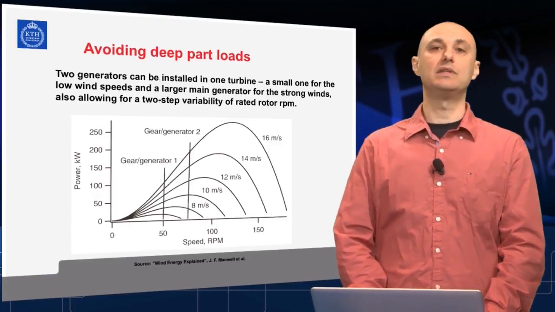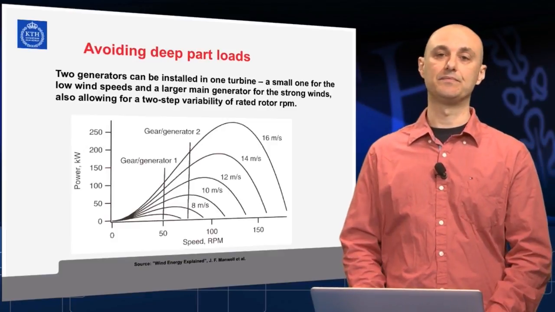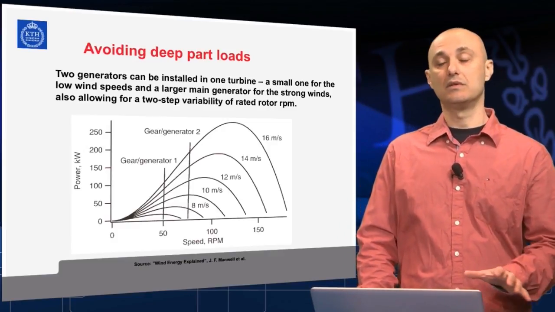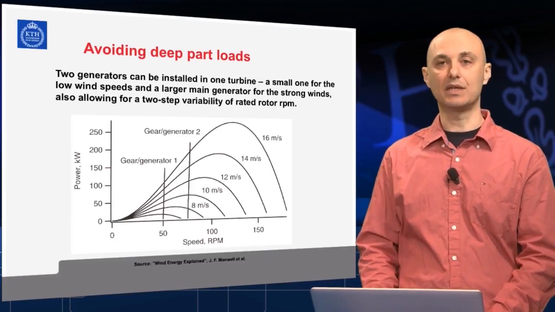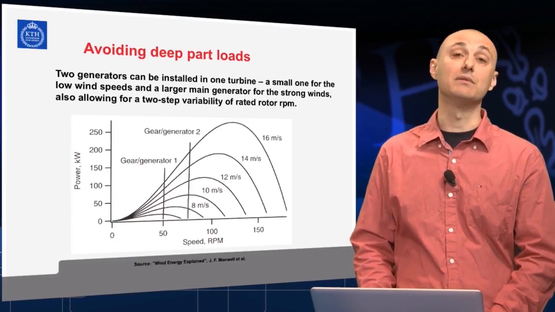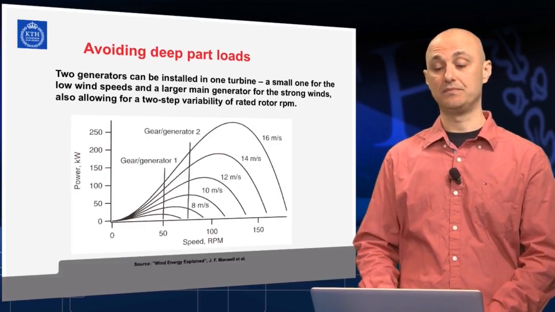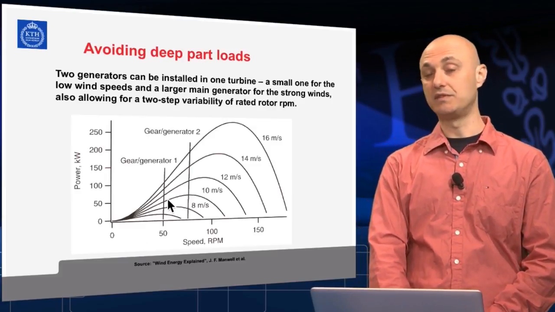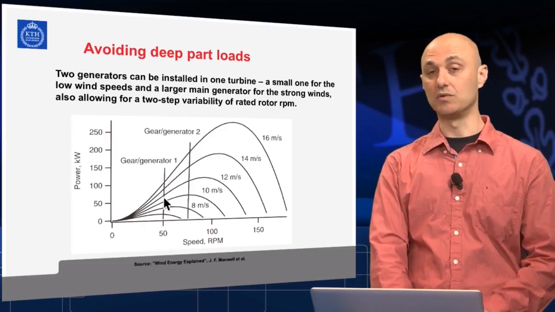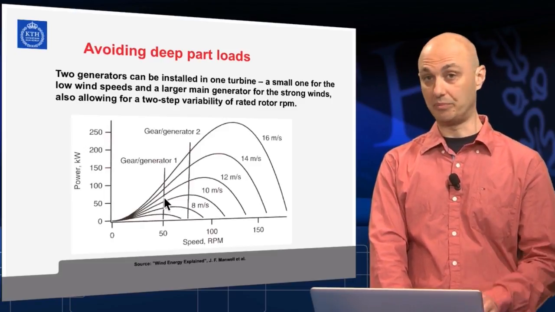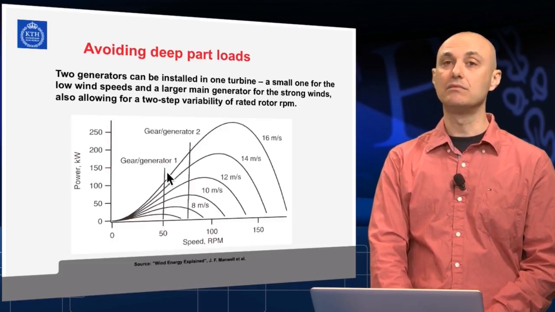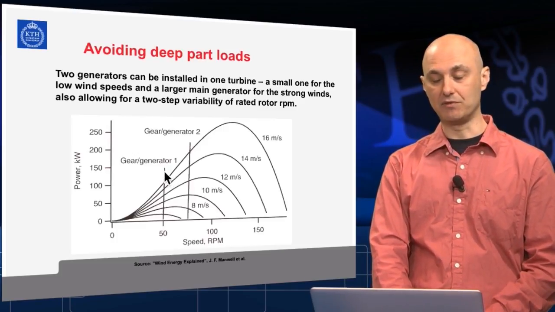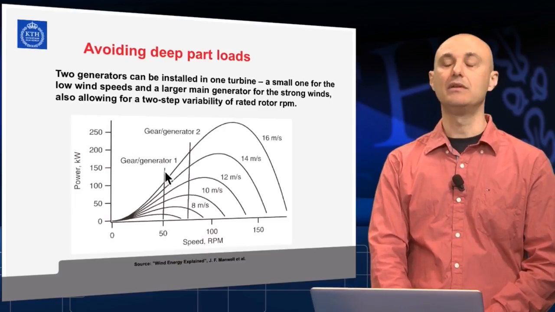And one choice is actually to use two generators. The old wind turbines, the stall-controlled ones with induction machines, actually did use, most of them, two different generators. They can be of different size, of course, and also of different pole pairs. The first generator would be the small one. This is the same example for the same turbine as the slide above.